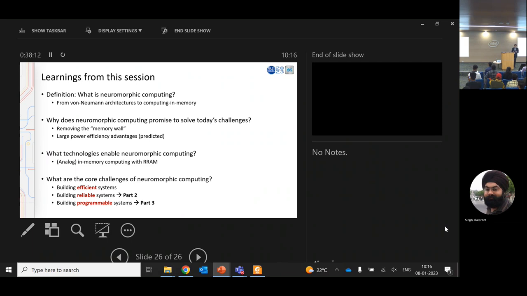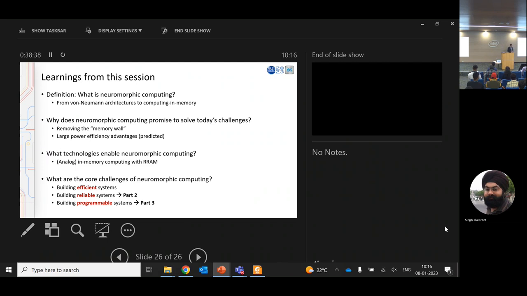Why does neuromorphic computing, seen as a computing-in-memory device, solve today's challenges? It would, in theory, remove the memory wall, this problem in von Neumann architectures that you have to get the data in and out of your compute cores, and thus make very large power efficiency advantages. This is at least what is predicted from this technology. What is the key technology that enables this? In our understanding, it's analog in-memory computing, and we are opting for ReRAM here as the core technology.